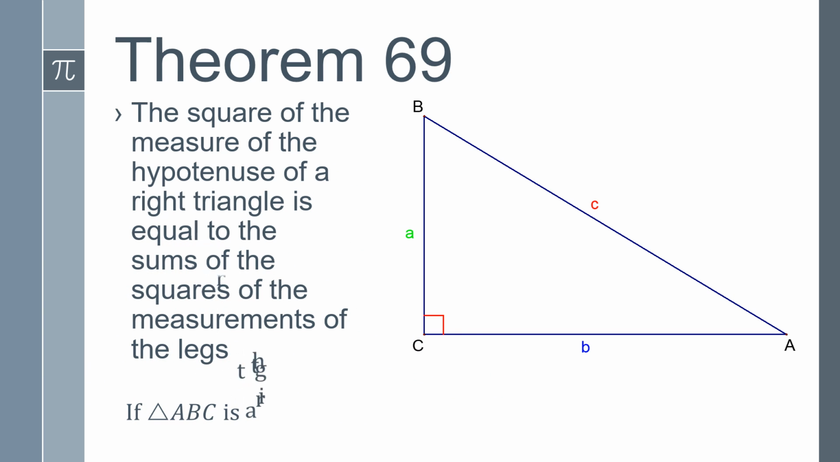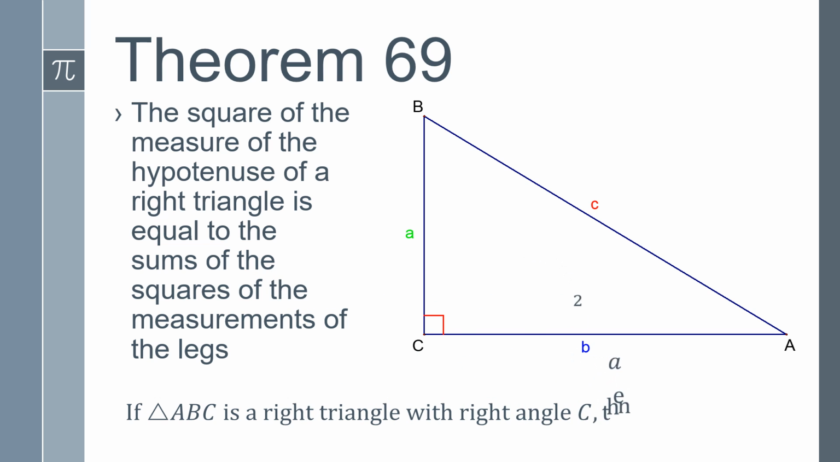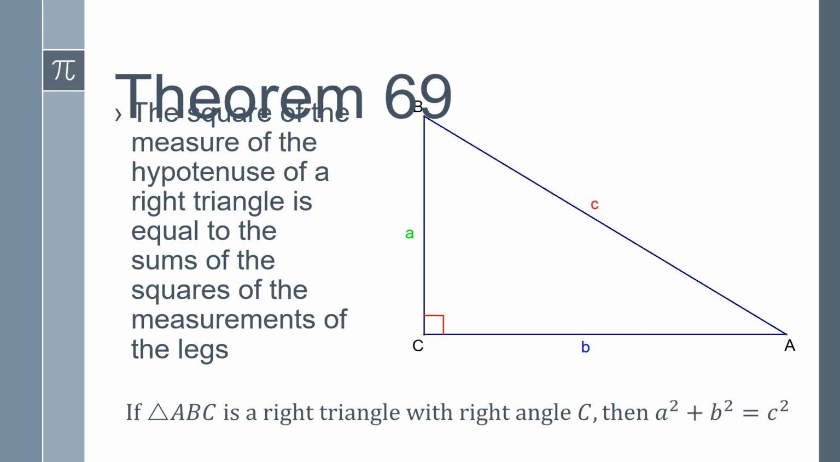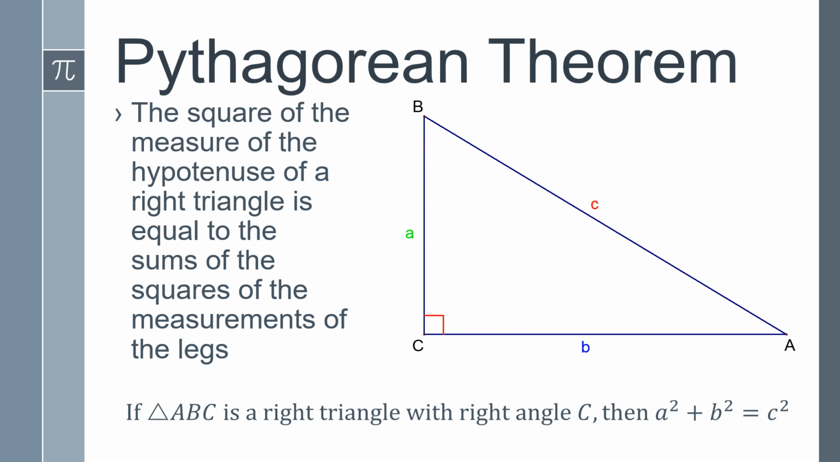Theorem 69: the square of the measure of the hypotenuse of a right triangle is equal to the sum of the squares of the measurements of the legs. So if triangle ABC is a right triangle with right angle C, then A squared plus B squared equals C squared. And we know that as the Pythagorean theorem.